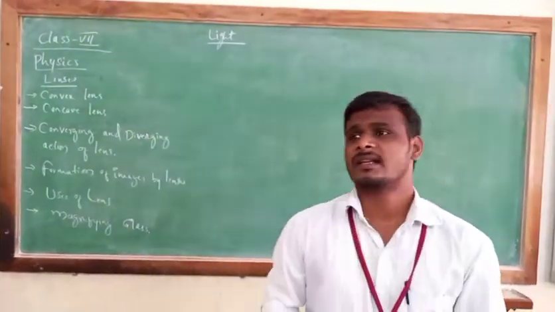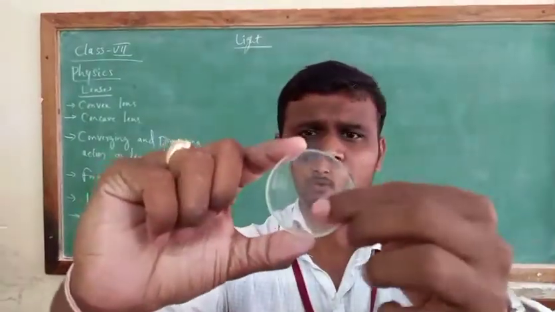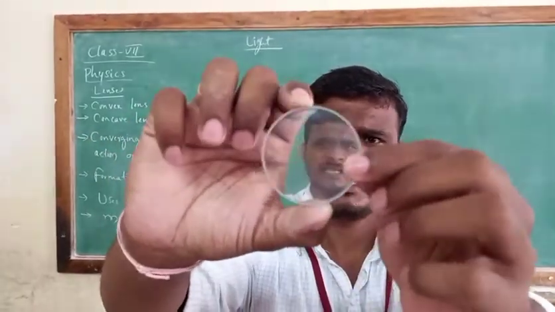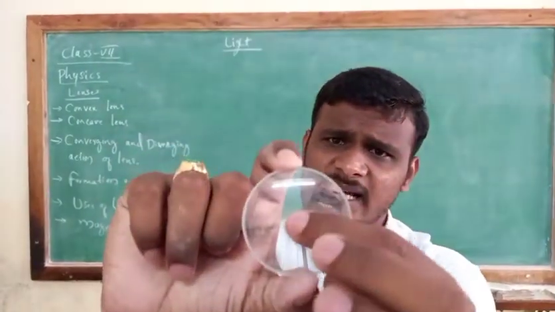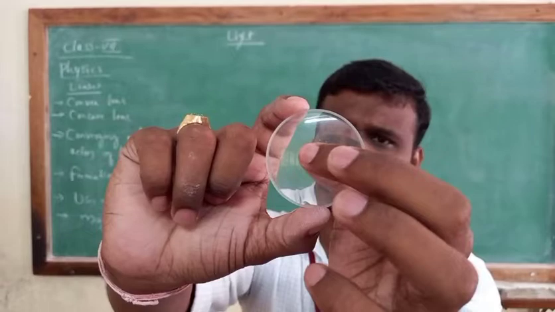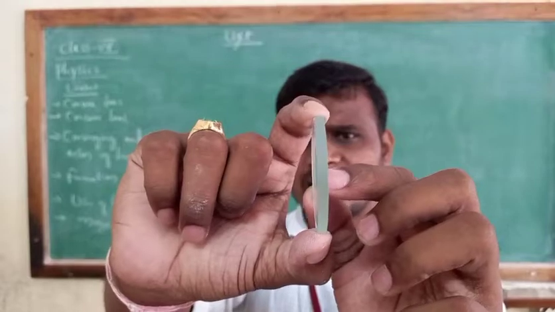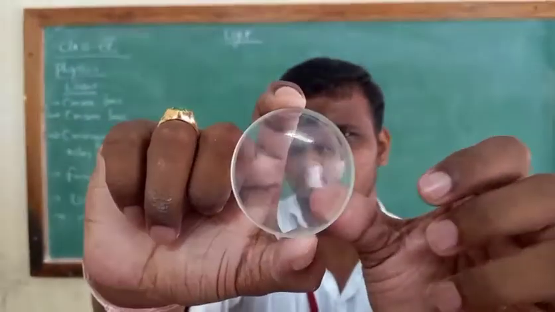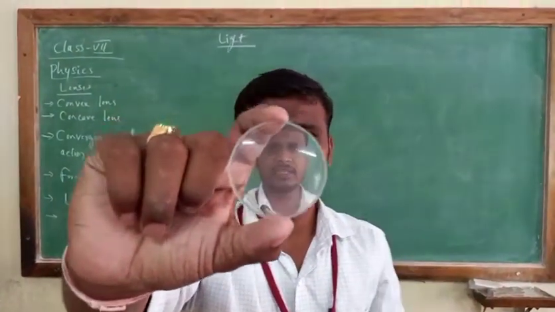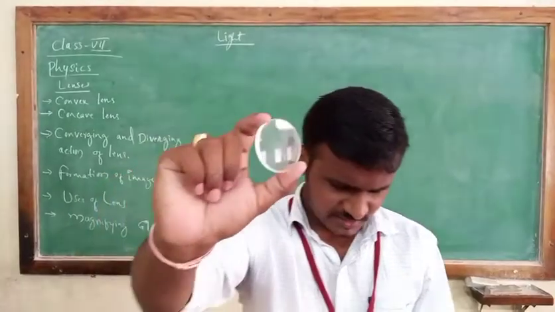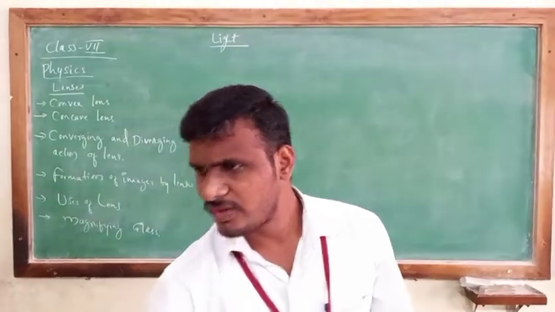The second lens is the concave lens. See, this is the concave lens. It is thinner at the middle and thicker at the edges. The concave lens is called a diverging lens. Now you have seen the convex and concave lens.